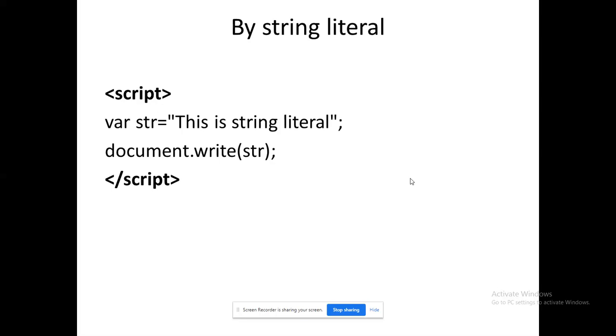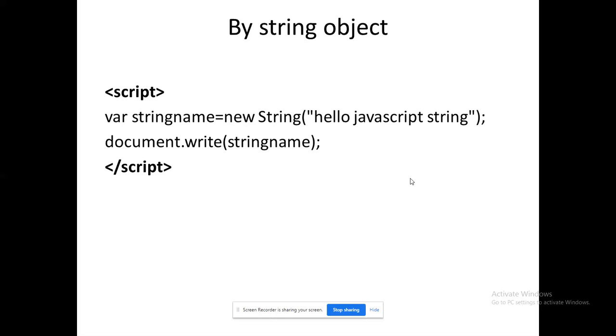The first one is using a string literal, the normal way of static declaration. The second one is using the new keyword, dynamically allocating the memory and passing the string within the String class as a parameterized constructor. So these are the two ways that a string can be created.